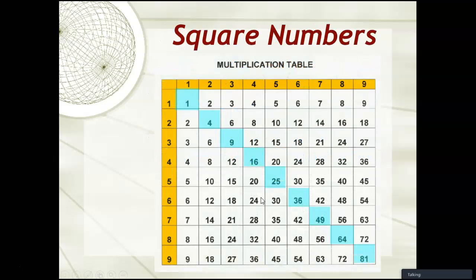If you have a multiplication table, then the numbers 1, 4, 9, 16, 25, 36, 49, 64, 81 all fall down the diagonals.